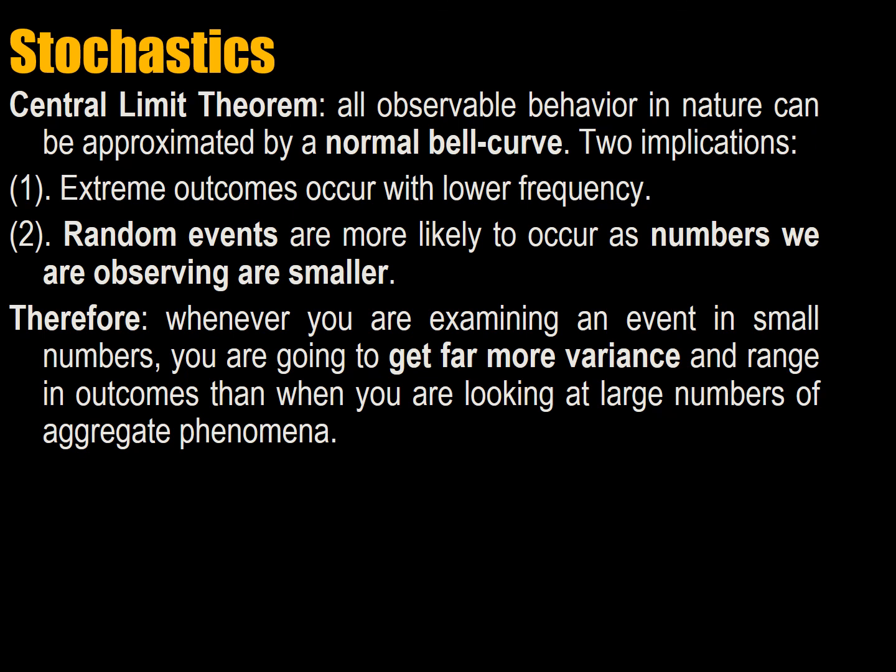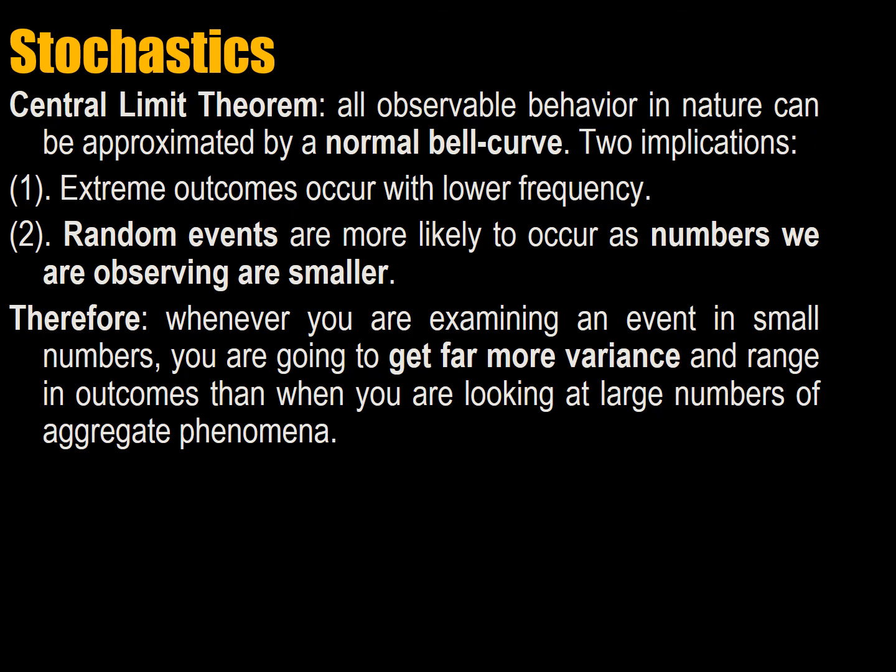Now, the central limit theorem is a theory about the implications of a bell curve on reality. And there are 2 implications. The first is that extreme outcomes occur with very low frequency, which is sort of obvious. If you were to rerun World War II 1,000 times, how many times would Hitler have prevailed? Probably very few, because of the overwhelming odds against the expansion of Nazi Germany.